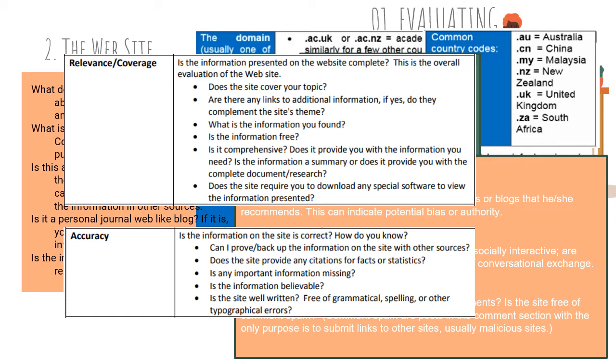What about the readability? Is the site well written, free of grammatical, spelling, or other typographical errors? You have to pay attention to this kind of accuracy.